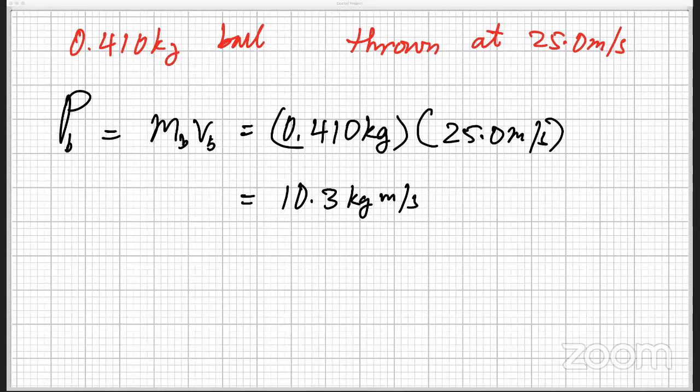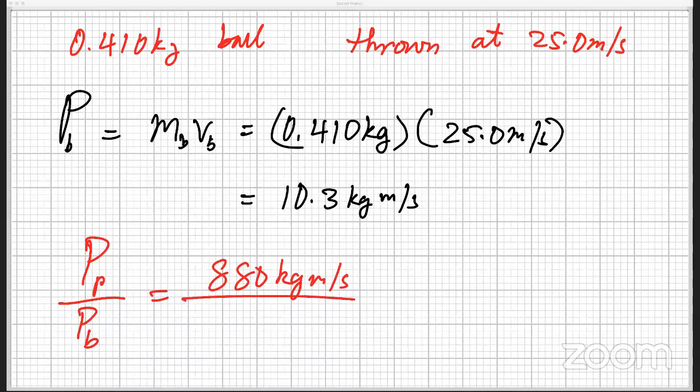So if you compare the momentum of the player to that of the ball, you have 880 kilogram meters per second divided by 10.3 kilogram meters per second, and this gives you 85. So that means the momentum of the player is 85 times that of the ball. So even though the player is only running at 8 meters per second, because they're more massive than the ball, the player has more momentum than the ball.